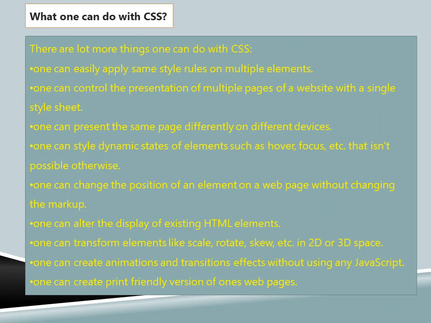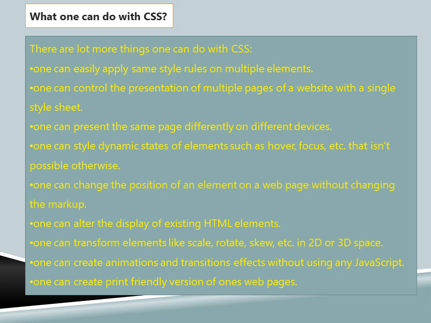Now the question arises, what can one do with CSS, why do we need CSS? There are many things one can do with CSS. One can easily apply the same style rules on multiple elements. One can control the presentation of multiple pages of a website with a single style sheet. One can present the same page differently on different devices. One can style dynamic states of elements such as hover, focus, etc. That is not possible otherwise.